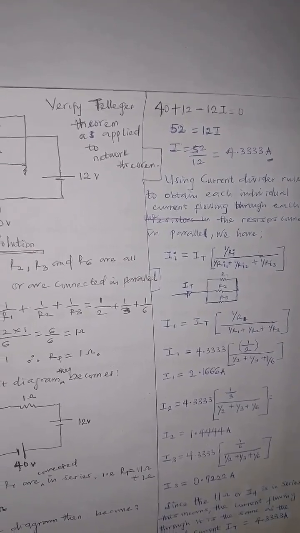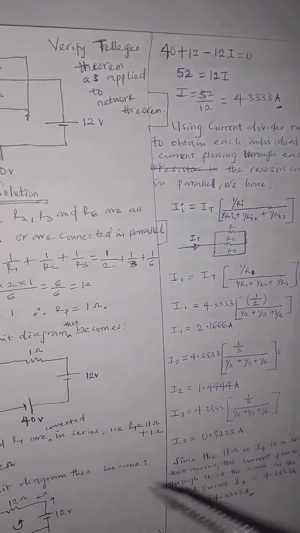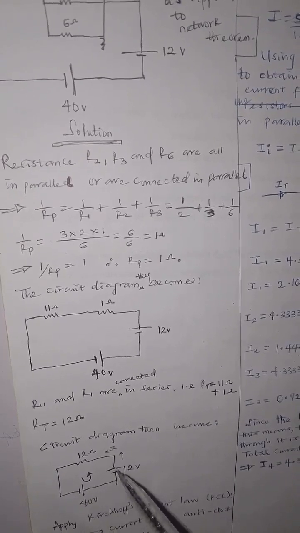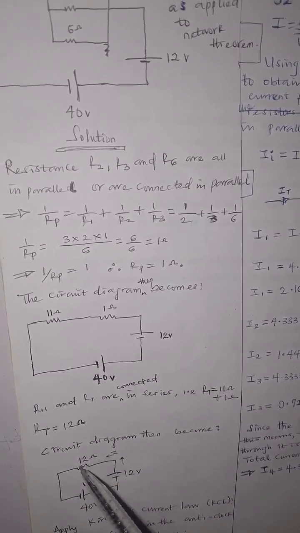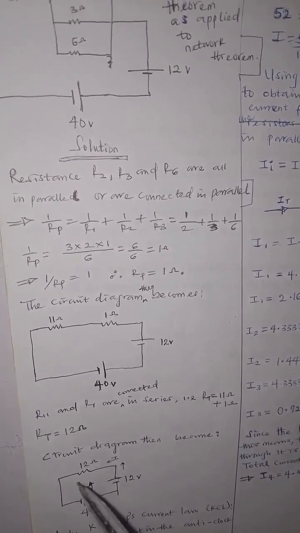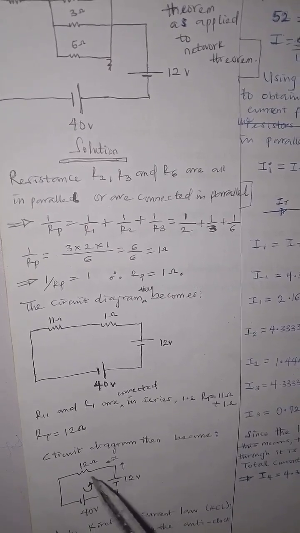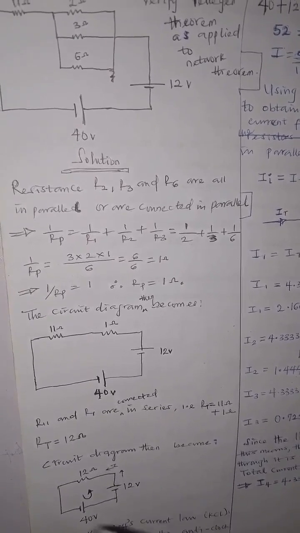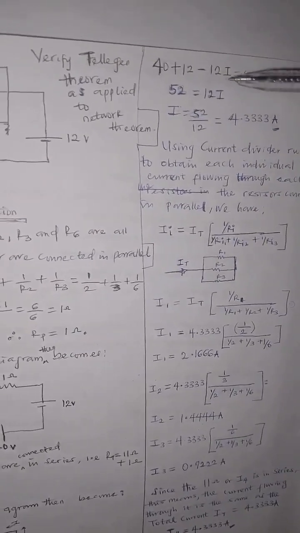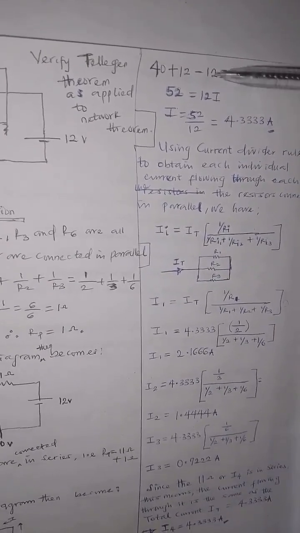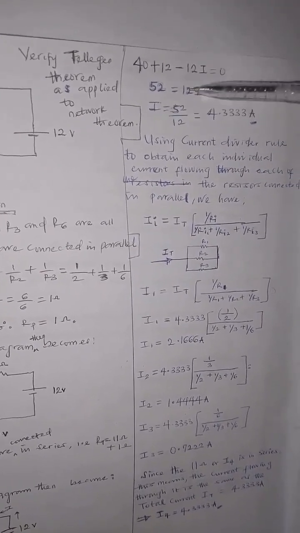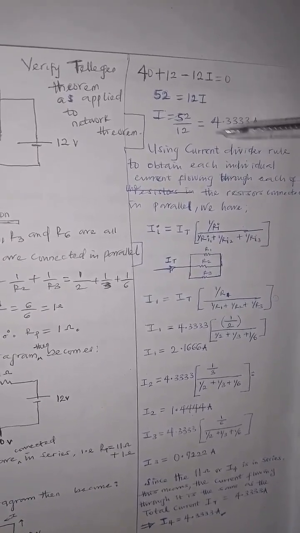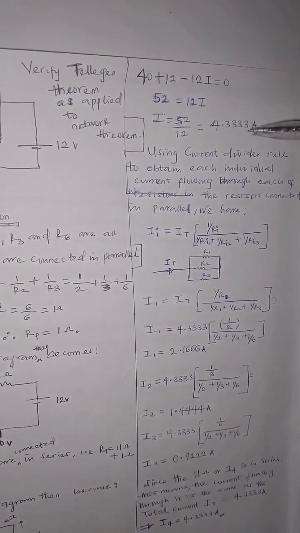If you are taking it in the anti-clockwise direction, it will be plus 40 plus 12 minus 12i equal to 0. If it is the other way, it will be minus 40 plus 12i minus 12, but we're taking this anti-clockwise. So we have 52 equals 12i, bring this onto this side. Then I will be equal to, dividing both sides by 12, 4.33. Leave it in 4 decimal places for easy calculation and standard note.